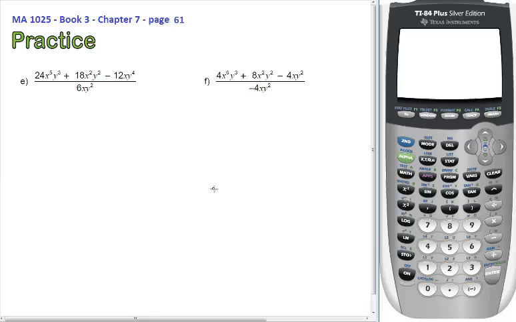These are found on page 61 of book 3. It's in chapter 7. This one deals with dividing by a monomial. So let's have a look.